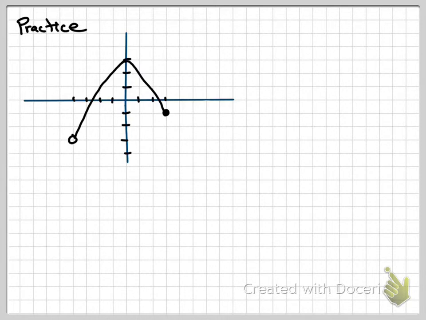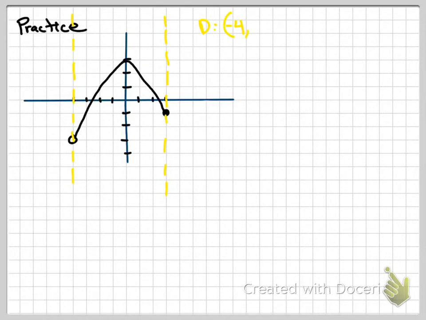So domain, x's left to right. Furthest left, fence it off through a hollow dot. Furthest right, fence it off through a solid dot. So we've got one of each. So furthest left, smallest x value first. That's -4. That one's going through hollow, parenthesis for hollow.